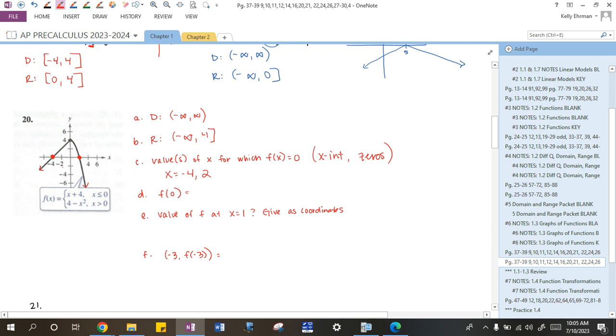And then part D says f of 0. So remember, this is basically saying what's the y-intercept. When x is 0, what is y? So that's 4.